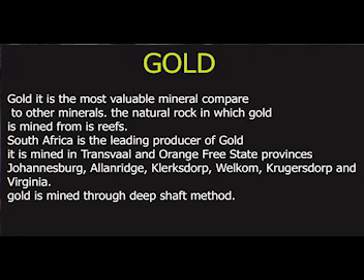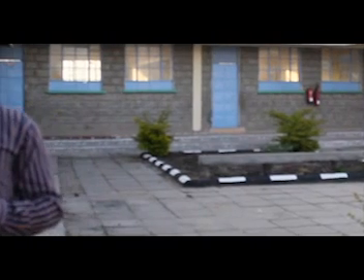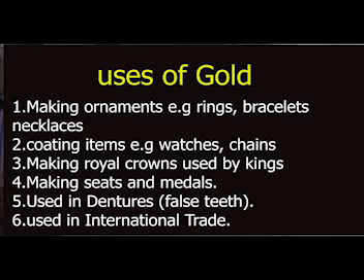Uses of gold. Gold is used in making ornaments such as rings, bracelets, necklaces, and so forth. It is also used in coating items, for example, watches and chains.